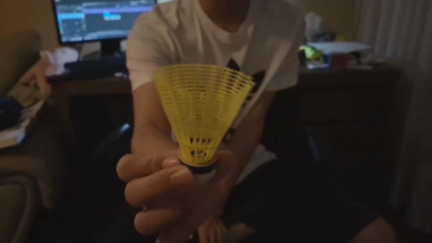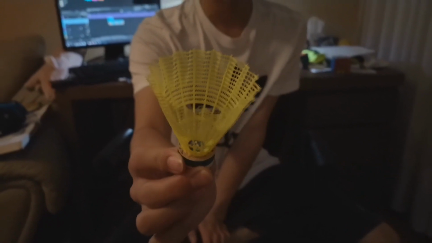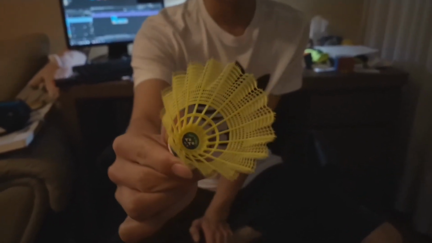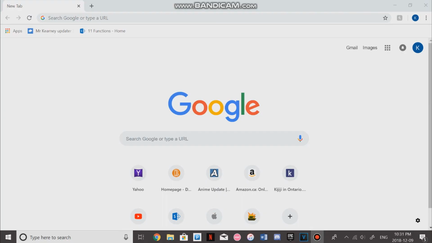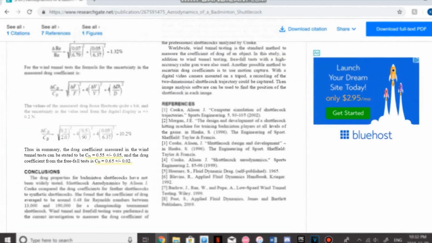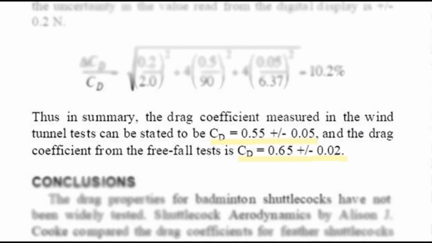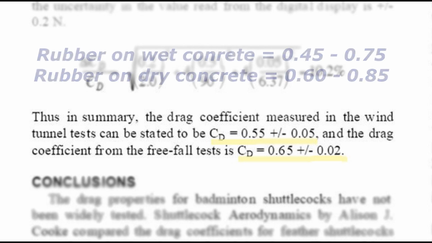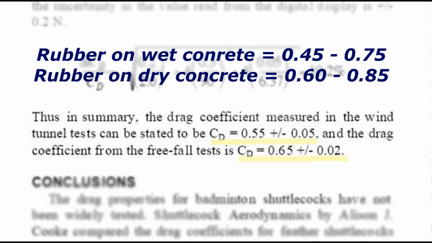The shuttlecock is especially designed to resist a lot of air, otherwise the players will not be able to hit it back because it is going so fast. According to ResearchGate.net, the coefficient of drag of the shuttle is 0.55 to 0.65. This is about the same as the friction between rubber and concrete.